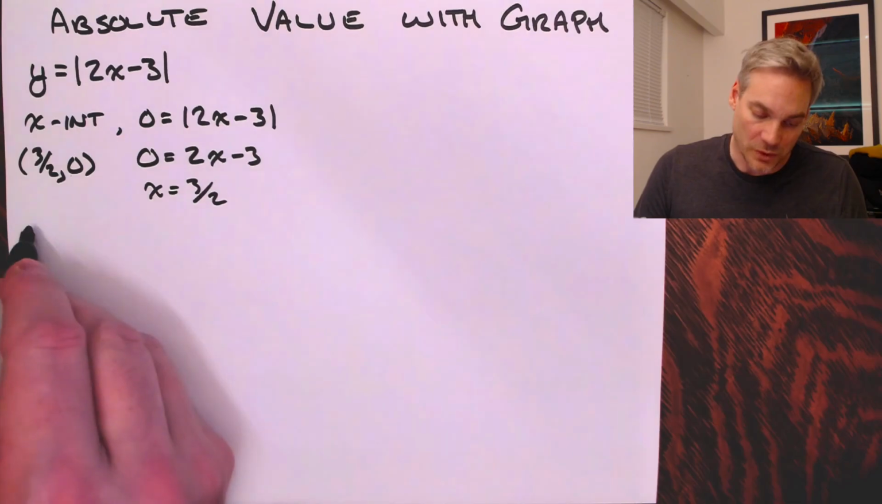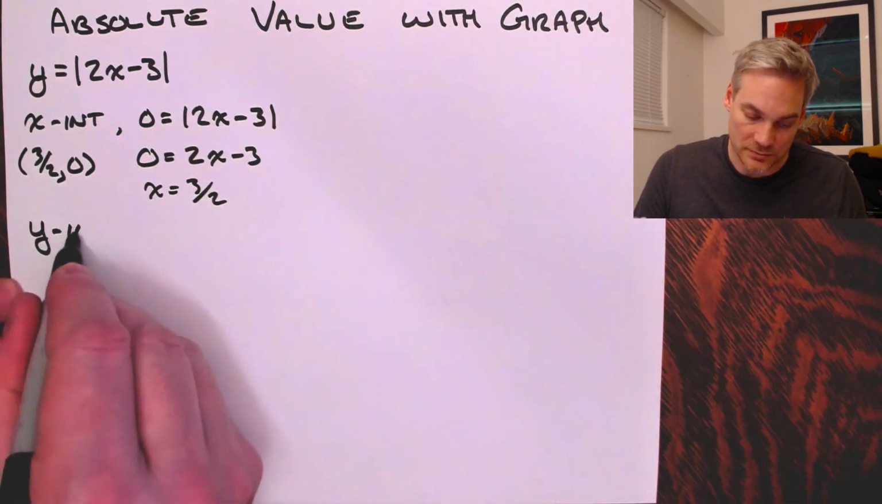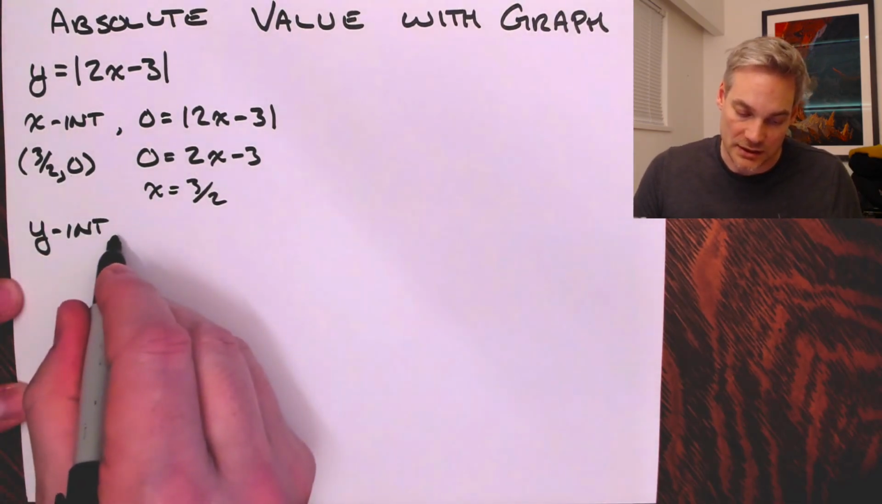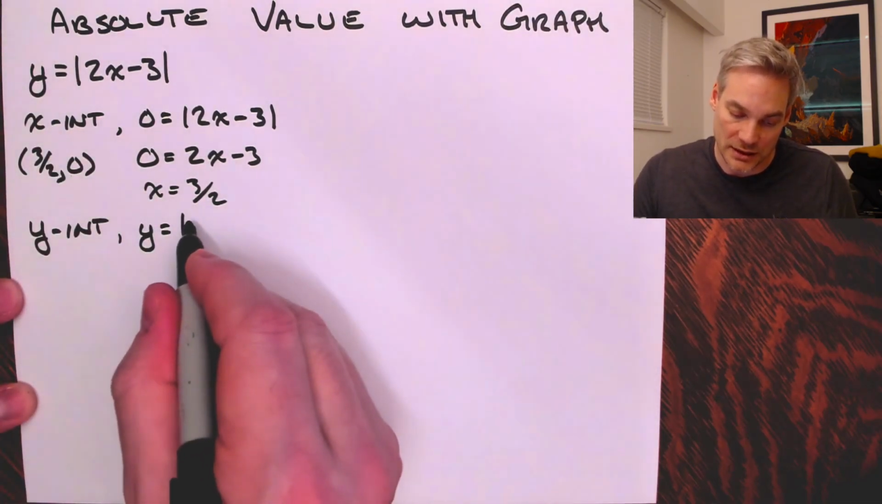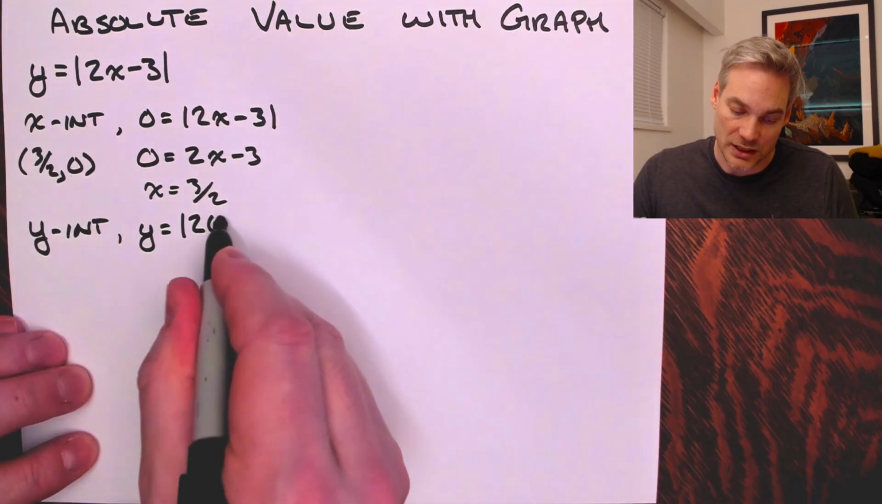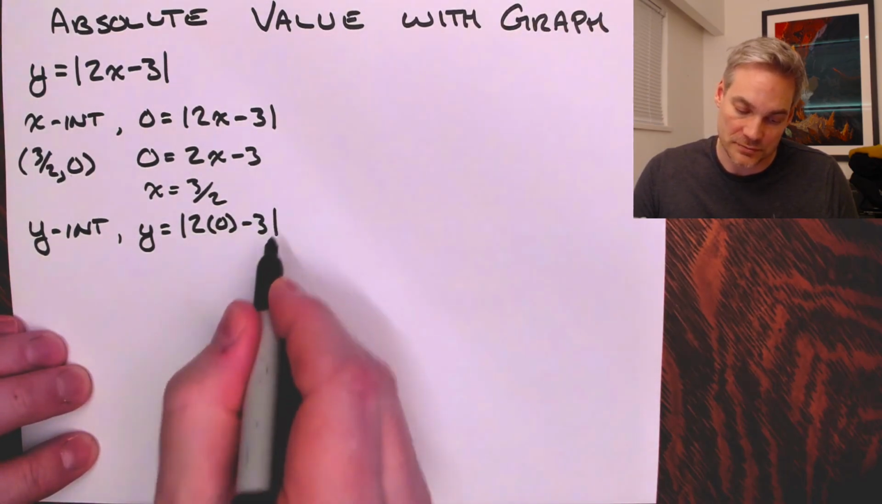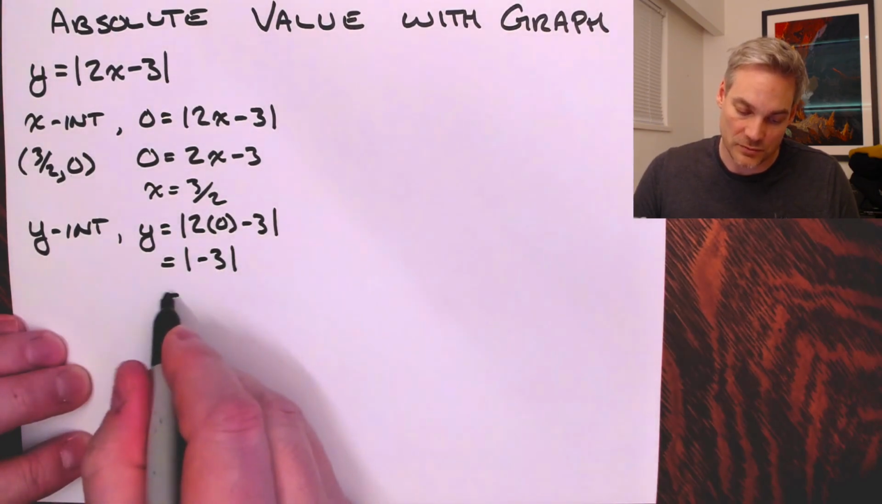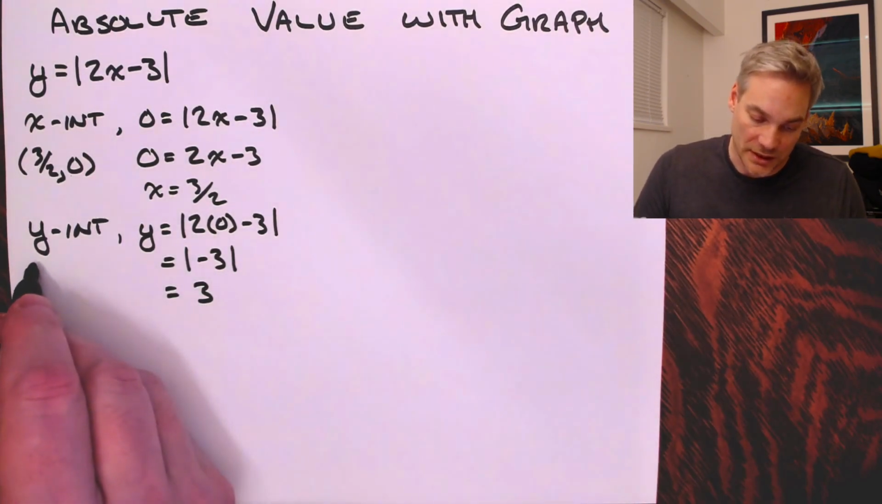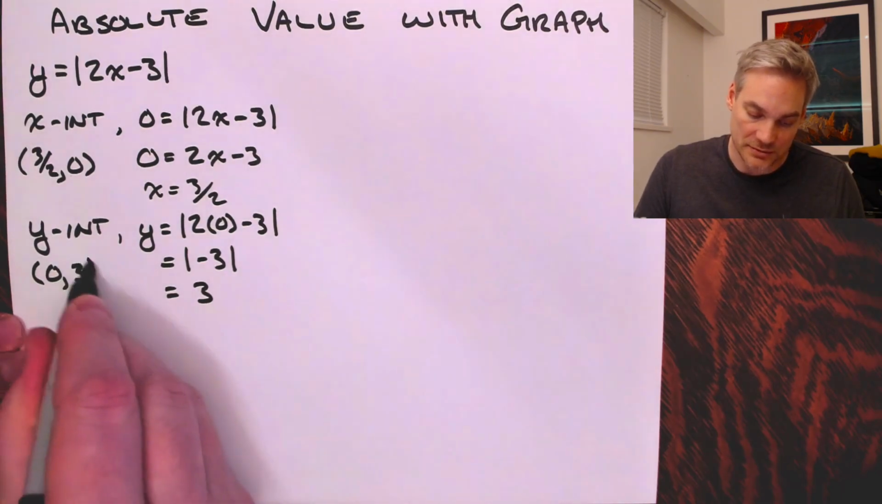Now, our y-intercept. This is when x equals 0, so that's y equals the absolute value of 2 times 0 minus 3, and that equals the absolute value of negative 3, which is 3. So now we have our y-intercept.